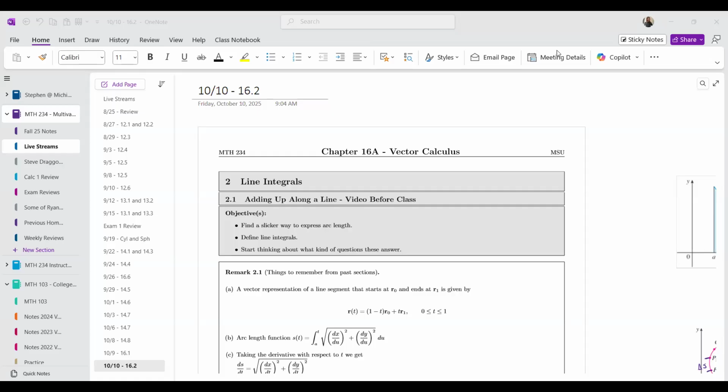All right, hi. Math 234, multivariable calculus. You know the drill. We've got section 16.2 today, which is line integrals.